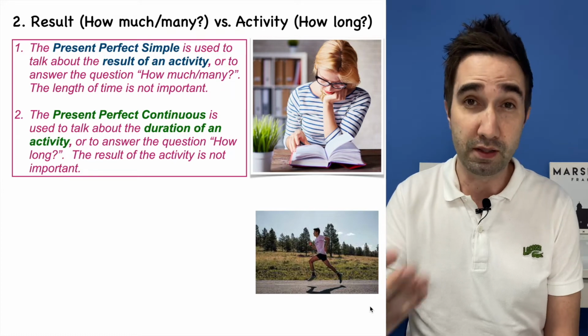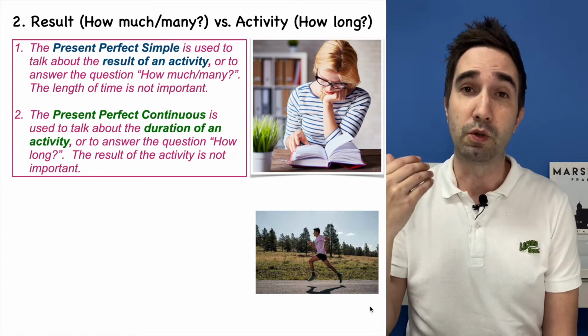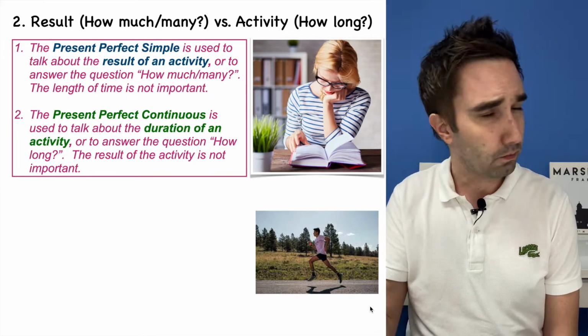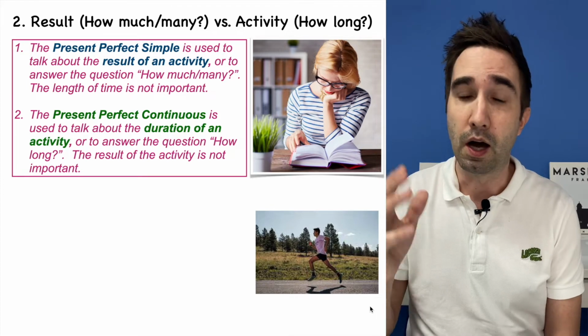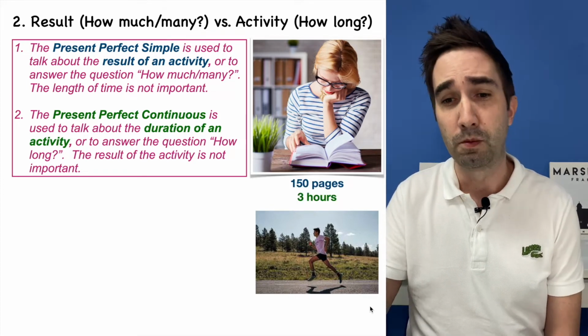So we use the present perfect simple to talk about the result of the activity. Okay, so we're talking about how much, how many. I don't care how long. How long is not important. I just want to know how much or how many. So this is Mary.